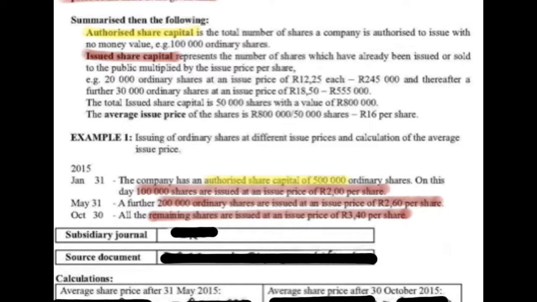So in total, of the 20,000 plus the 30,000, in other words, of the 50,000 shares that we issued so far, we got a value of 800,000. That's the 245,000 plus the 555,000 gives us a total value of 800,000. As I said earlier, that 800,000 is now called the ordinary share capital. So if we wanted to work out the average share price, we would take the 800,000 divided by the 50,000 shares, and that gives you a share price on average of 16 Rand per share.